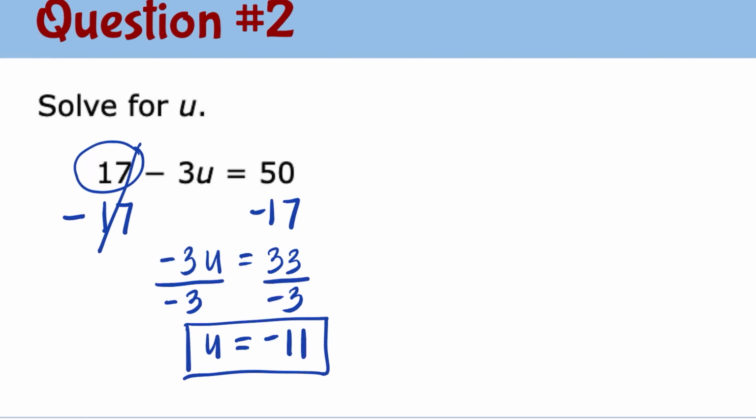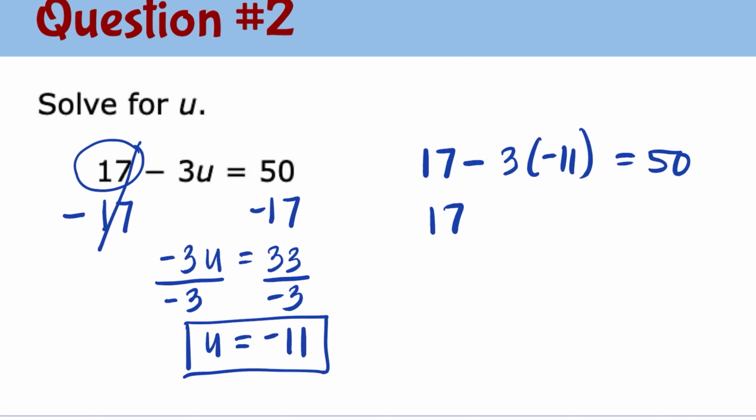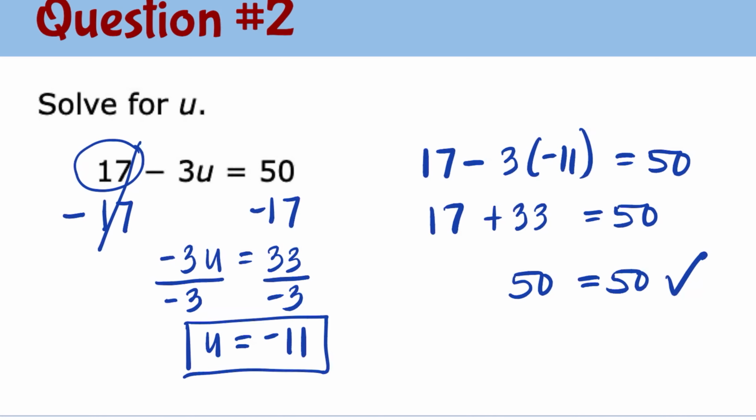To check whether the answer is right or wrong, we need to plug in negative 11. So we have 17 minus 3 times negative 11, is that equal to 50? So simplifying negative 3 times negative 11, that's positive 33. And what is 17 plus 33? 50, right? So 50 is equal to 50. So that means u equals negative 11 is the correct answer.